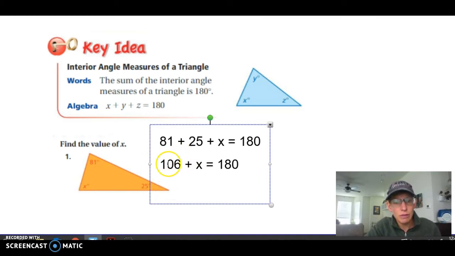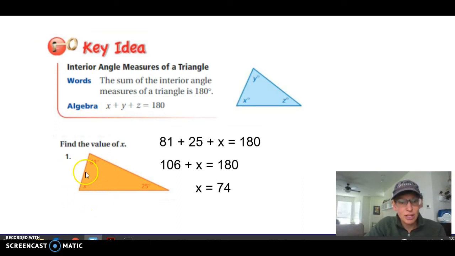We want to get rid of this 106, so we're going to subtract it from both sides. Subtracting it from the left-hand side will make it go away, equal 0. We'll be left with X is equal to 180 minus 106. We can do that on our calculator, on a piece of paper, or in our heads. When we do that, we get 74. 180 minus 106 is 74 degrees. So we know this missing angle is 74 degrees because of our triangle rule that we came up with in the beginning of the year.